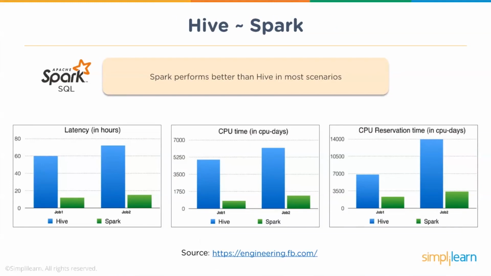When we talk about Spark, it performs better than Hive. Spark, we already know, is an in-memory computing framework, which works by loading the data into memory in the form of RDDs, and then performing DAG execution whenever an action is invoked. If we compare latency in terms of hours, we would see Spark is quite competitive with Hive and performs better. When you talk about CPU in days or CPU reservation time, in all of these cases, Spark wins over Hive.